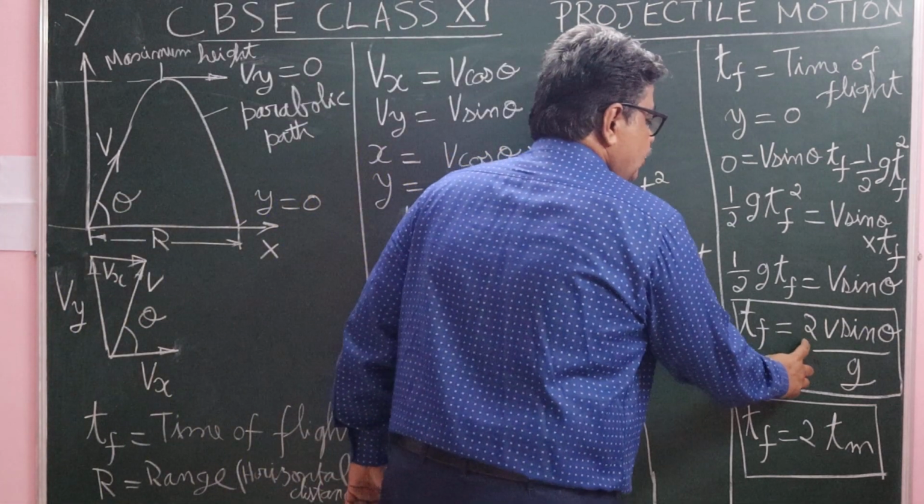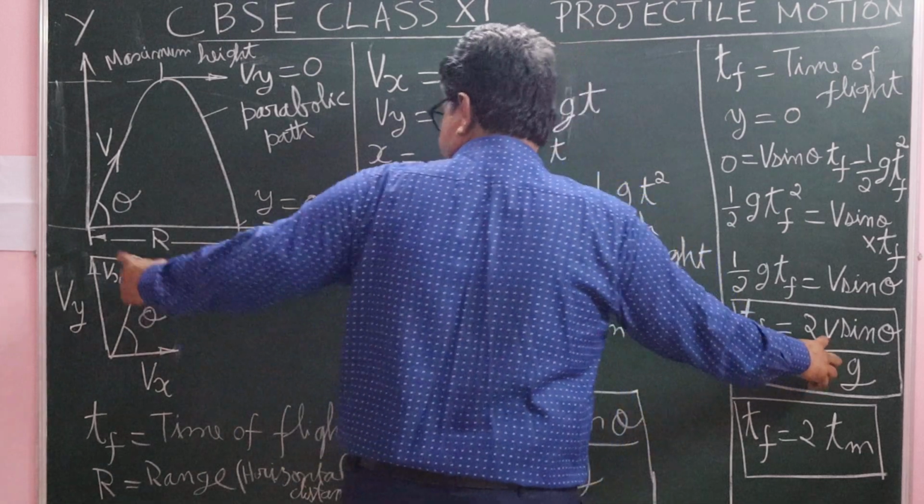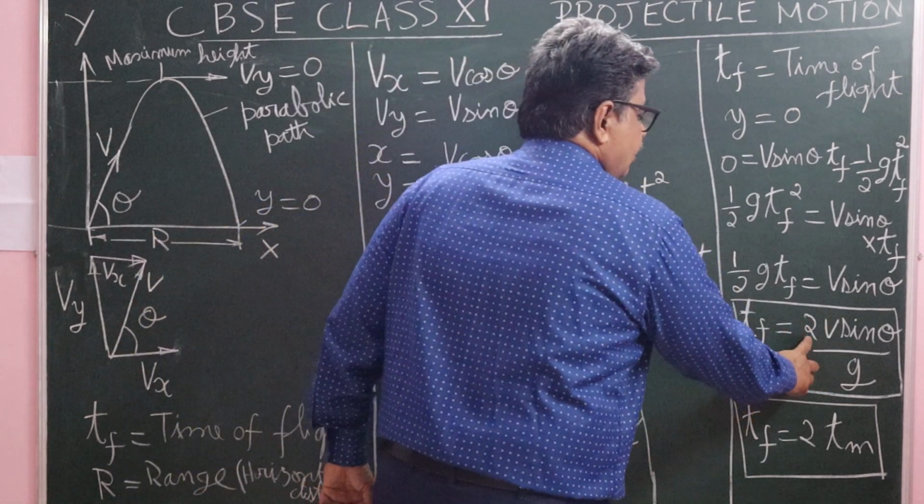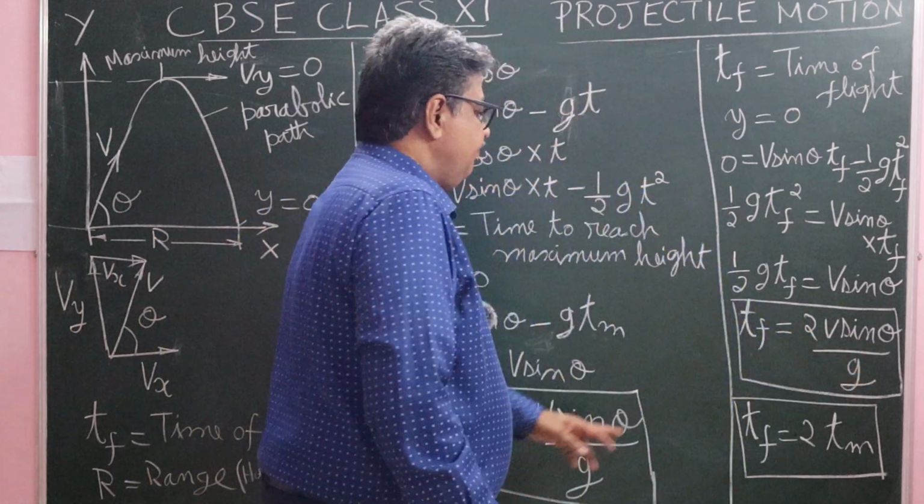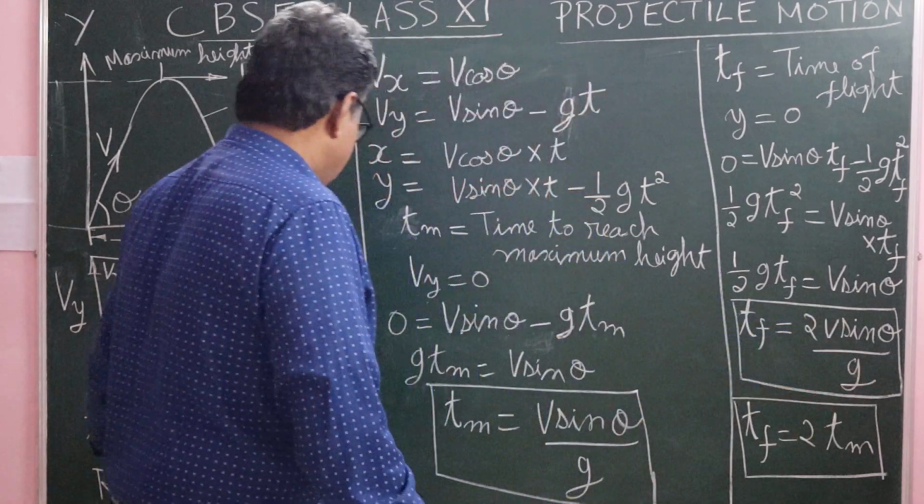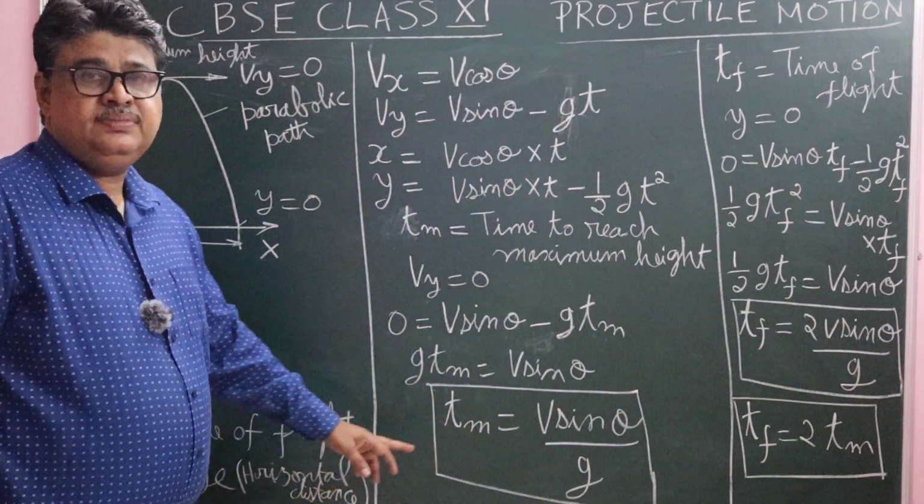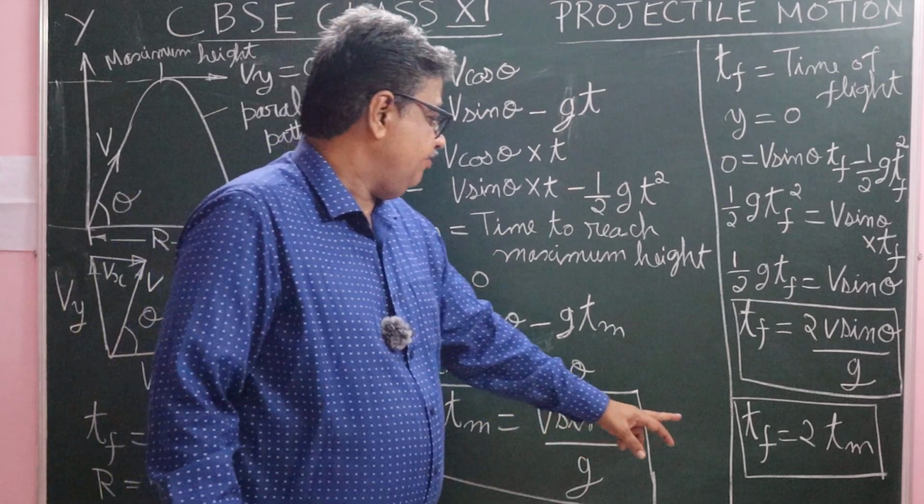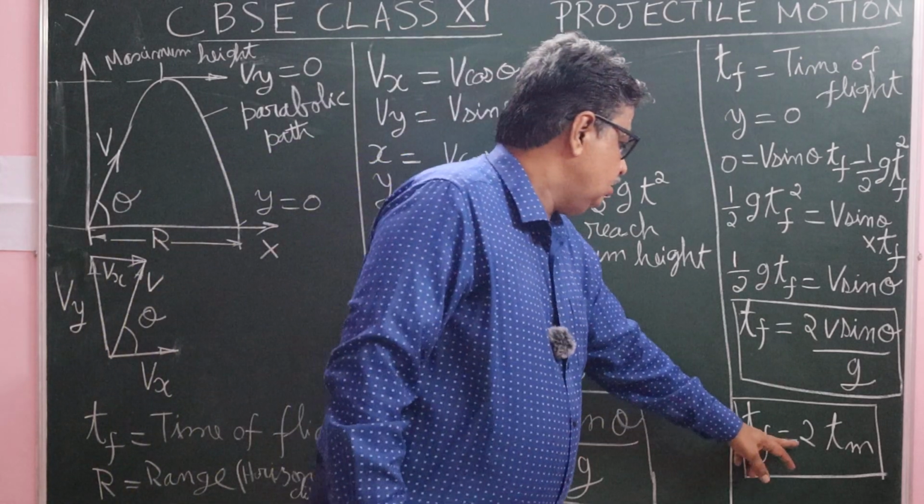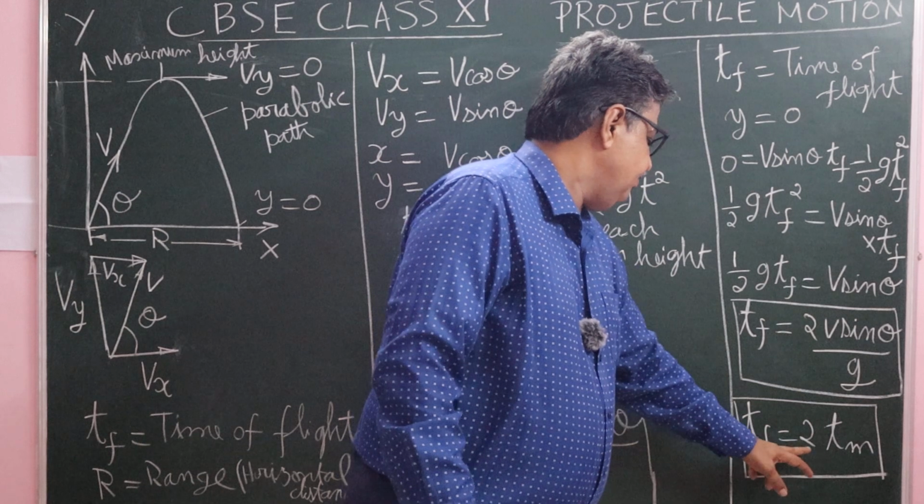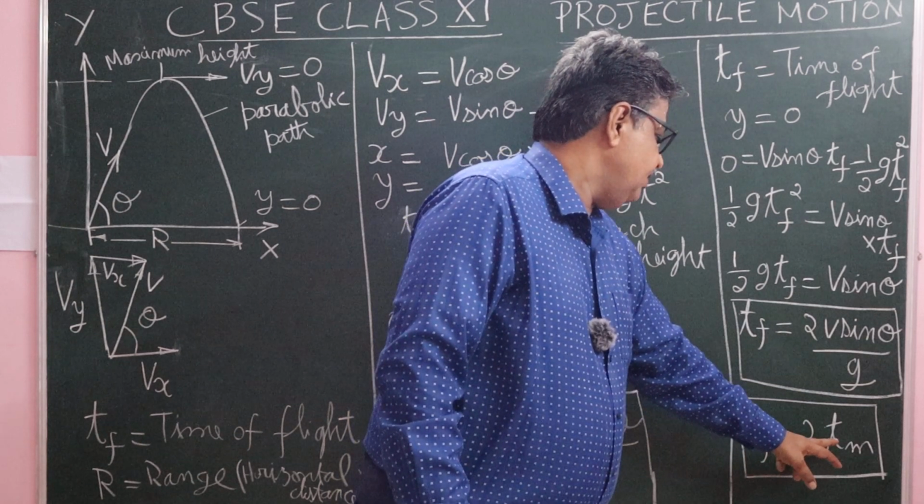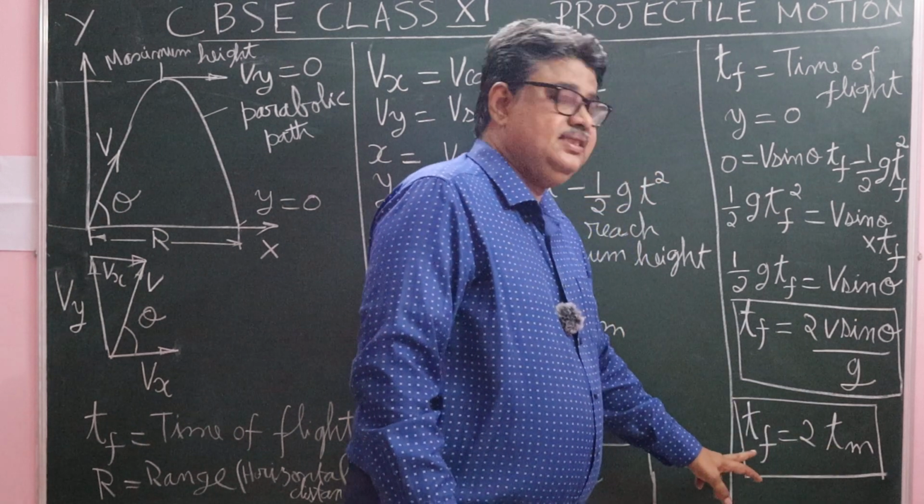Time of flight is equal to 2V sin theta by g, where V is the velocity of the object which is projected. But V sin theta by g is the time to reach maximum height. Therefore, Tf, time of flight, is equal to 2Tm. 2 times the time to reach the maximum height is the time of flight.